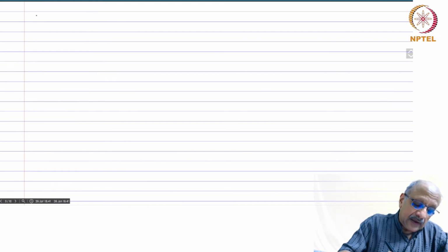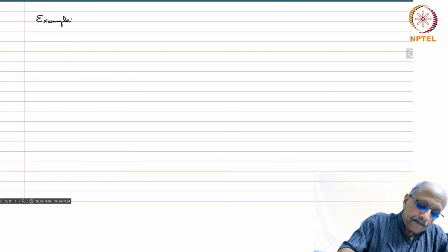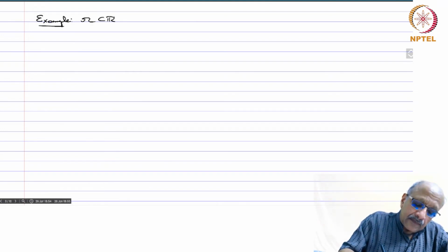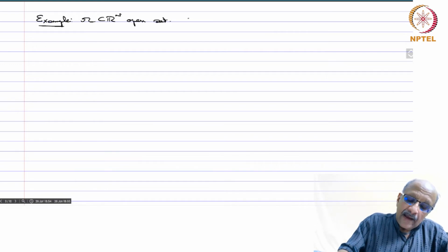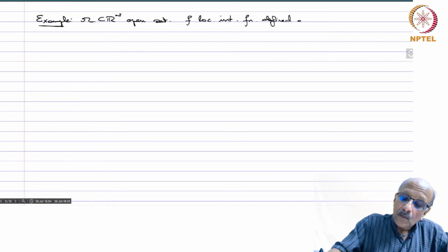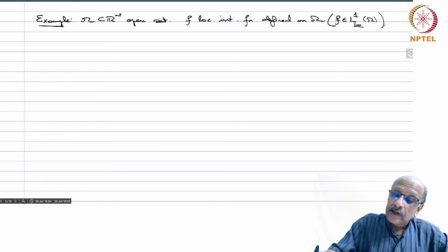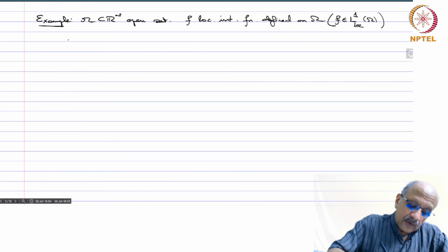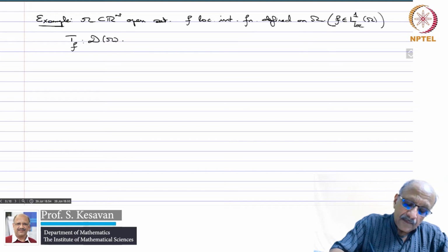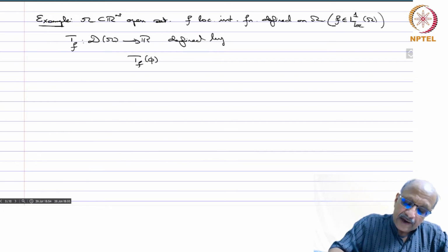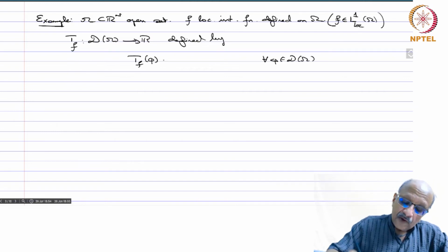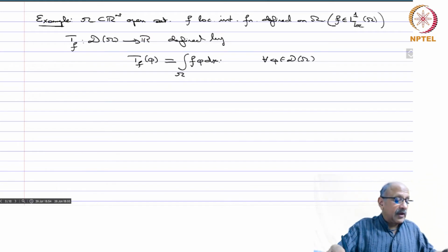So now we are going to give the first example of a distribution. So omega contained in Rn is an open set, and f is locally integrable, defined on omega. So our notation for this will be f belongs to L1 loc omega. So this is locally integrable abbreviated to this notation. Okay, so now we are going to define Tf from D omega to R, defined by Tf. So you have to define what is its action for every phi in D omega. So I am going to define this as equal to the integral on omega of f phi dx.